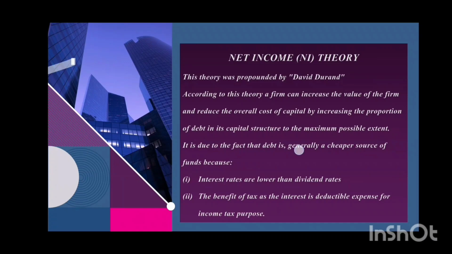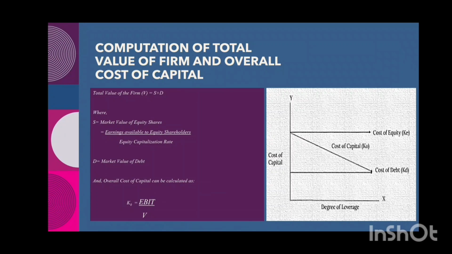So let's discuss how cost of capital and value of firm can be calculated in net income approach. In order to calculate value of firm, we need to add market value of debt plus market value of equity share capital. V denotes value of firm, D denotes value of debt, while S denotes value of equity share capital. To calculate S, we divide earnings available to equity shareholders by the equity capitalization rate. And if we divide EBIT by V, we can calculate the overall cost of capital. EBIT means earnings before interest and taxes.